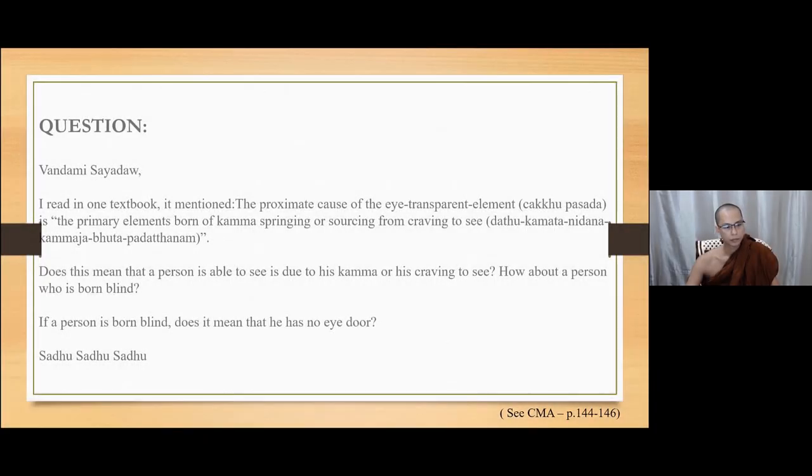Vandami Sayadaw, I read in one textbook, it mentioned the proximate cause of the eye transparent element, Chakkhu Pasada, is the primary elements born of karma, springing or sourcing from craving to see: Dassanakamyata Nidana Kammaja Bhutappasadattam. Does this mean that a person is able to see due to his karma or his craving to see? How about a person who is born blind? If a person is born blind, does it mean that he has no eye door?